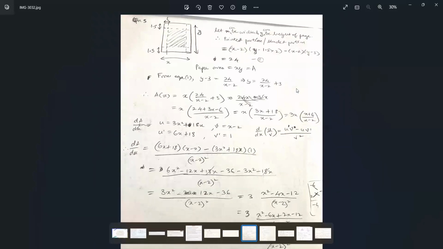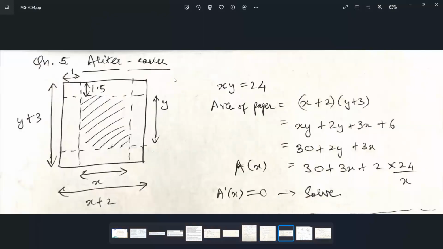Now there's an alternate way of solving this problem, which will give us an easier expression to deal with. That is, I choose the printed area width as x and the printed area height as y. So that is xy equal to 24.